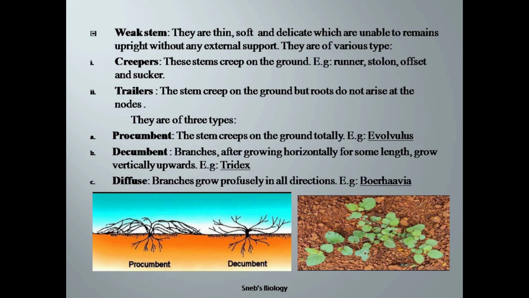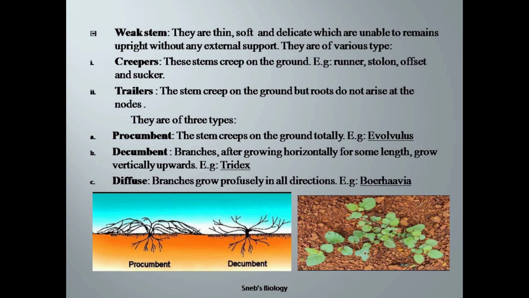Next is trailer. In trailers, the branches arise in all directions and grow on the surface of the ground. They have nodes and internodes from where the leaves arise, but roots do not arise from the nodes. So there is only one main root cluster, with branches growing all around. Trailers are of three types: procumbent, decumbent and diffuse.